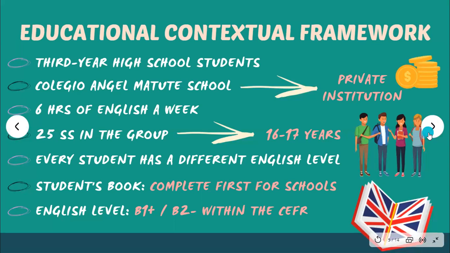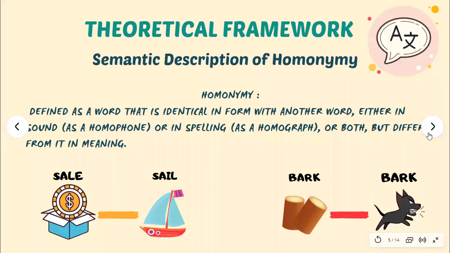So our number 3 is semantic description of homonymy on the theoretical framework. And as I mentioned before, we rounded up a few authors. The first one, according to Krovitz, homonyms are words with two distinct unrelated meanings. And for Fernandez, homonymy consists of a coincidence between signifiers merely by chance.